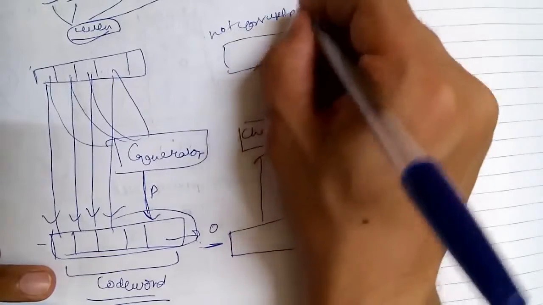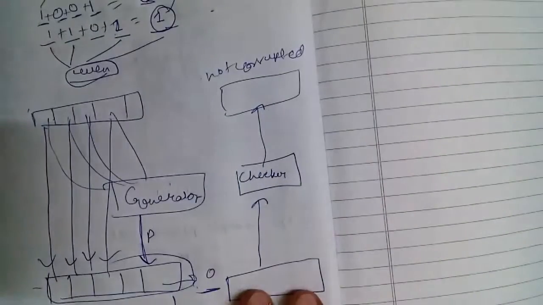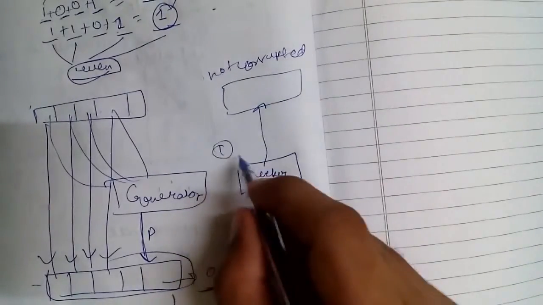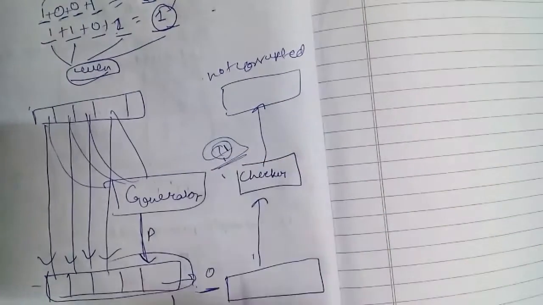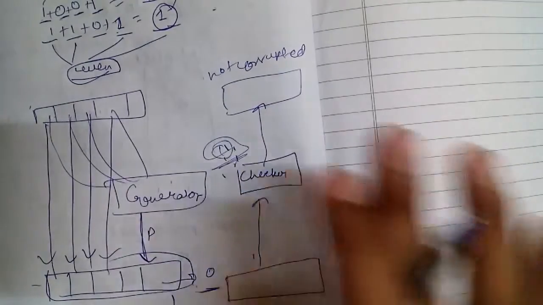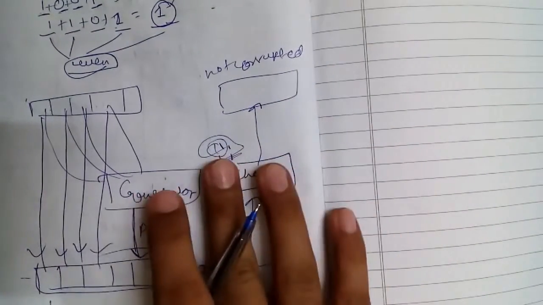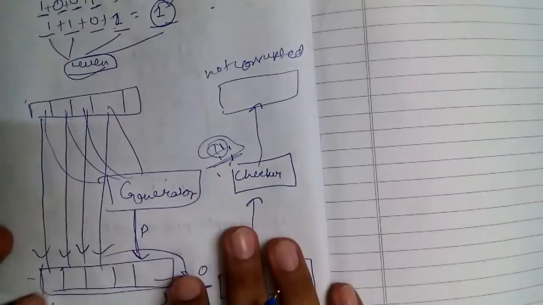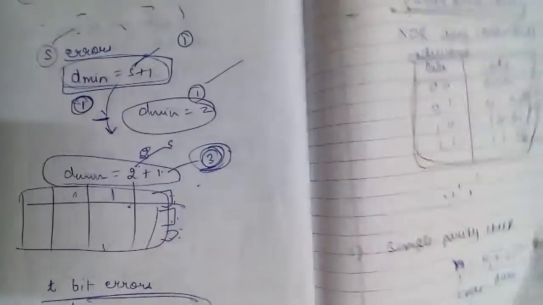But if any of the bits changed, the sum will change and it will be 1, so we will be able to detect that some error occurred. Where it occurred, we don't know. We are not correcting it, we are just detecting whether an error occurred or not. So this is a simple linear block code, simple parity check.